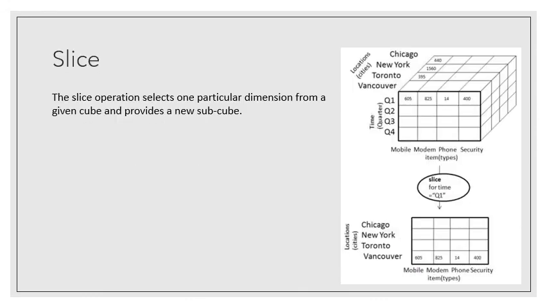Next is slice. The slice operation selects one particular dimension from a given cube and provides a new subcube. Consider the following diagram that shows how slice works. Here, slice is performed for the dimension time using the criterion time is equal to quarter 1. It will form a new subcube by selecting one dimension.